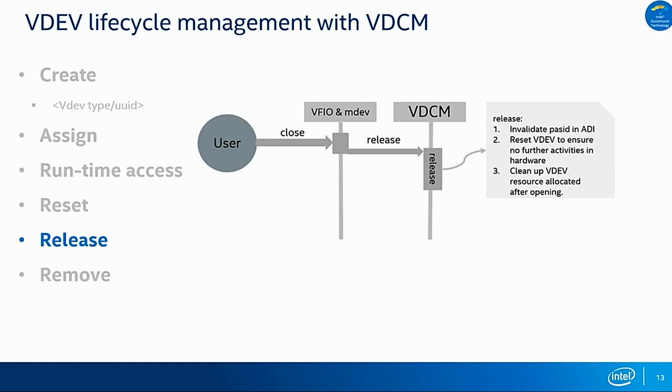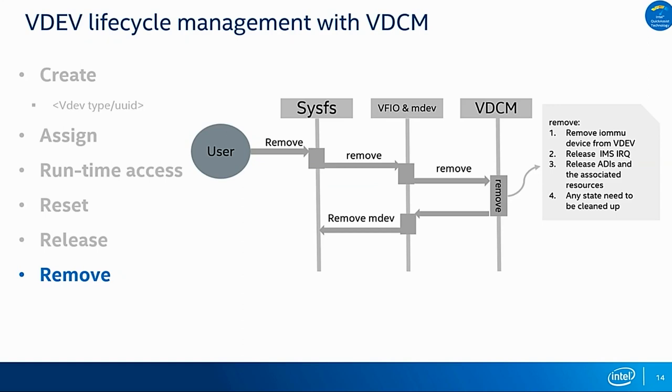After the device is used, we might release this device. Usually this comes with a close syscall, and we need to respond to this action. We need to invalidate the PASID in hardware so that all the upstream requests with this ADI will not come with the PASID anymore. We also need to reset the virtual device to ensure no further activities on this hardware. We also need to clean up all the virtual device resources allocated after the device is opened.